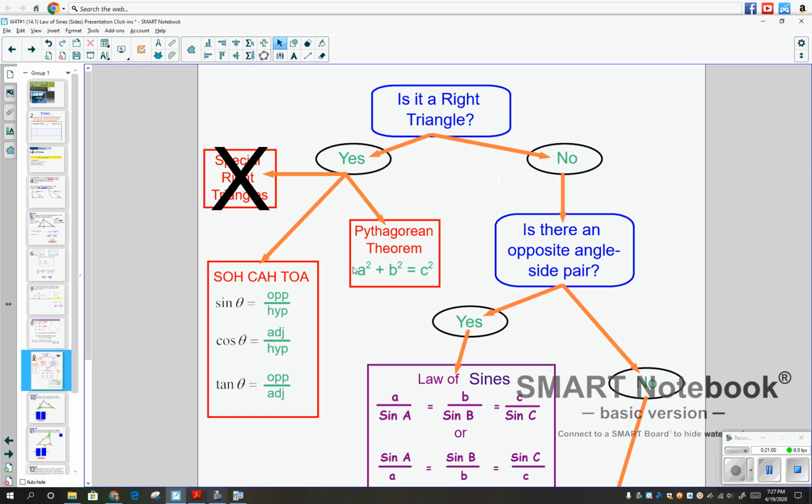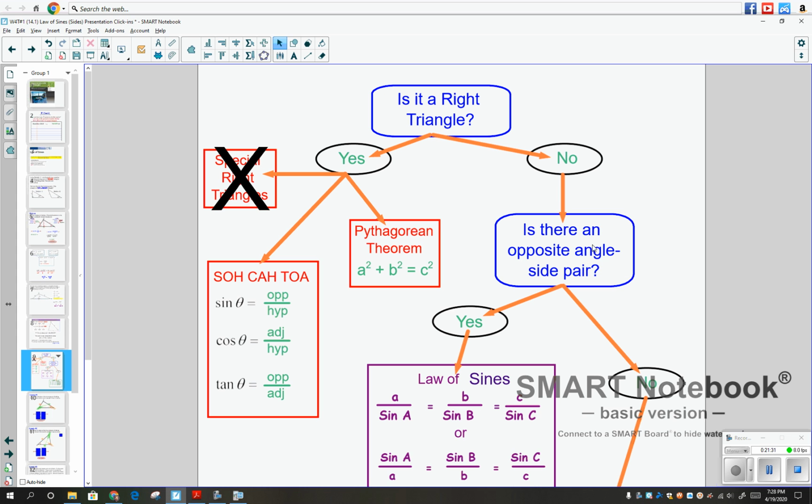And I talked about the flowchart. So the flowchart here, we've got to ask ourselves one question. Is it a right triangle? If the answer is yes, we talked about using Pythagorean theorem or SOHCAHTOA. That's what we've talked about so far this year. There is another option called special right triangles. We did not talk about that in class, and we're not going to cover it this year, but that is another option as well.